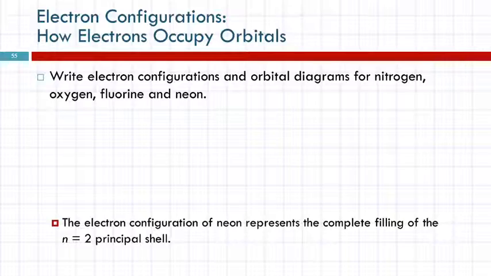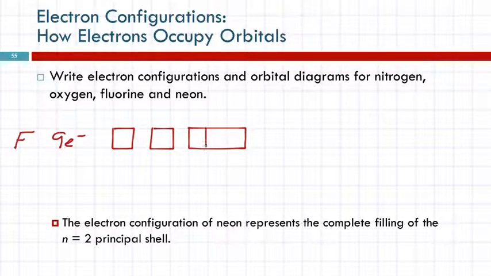Okay. So electron configuration and orbital diagram for fluorine. Well, what do we have to figure out first? How many electrons? So fluorine has how many electrons? Nine. Okay, so we've got nine electrons to place. And again, I like the orbital diagram first. So we do those with boxes. There's the 1s, the 2s, and the 2p.